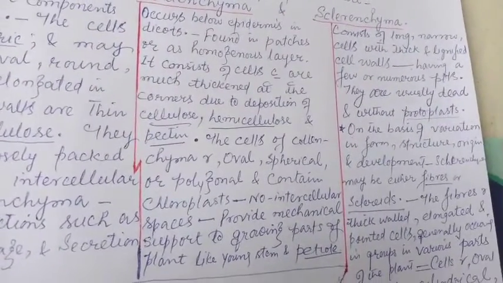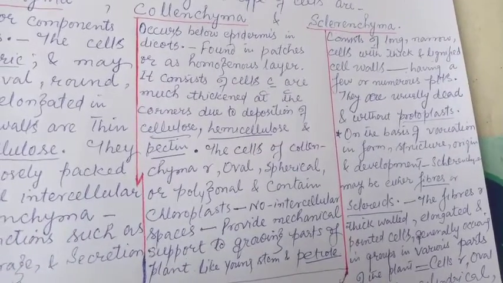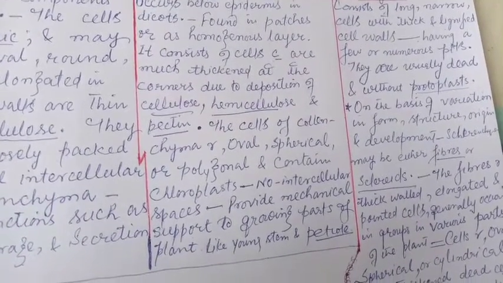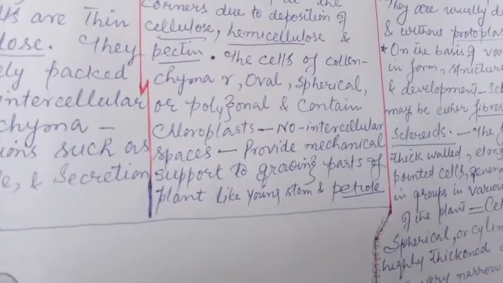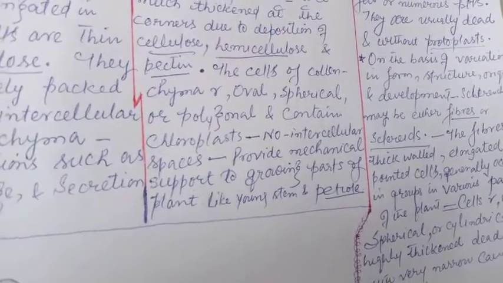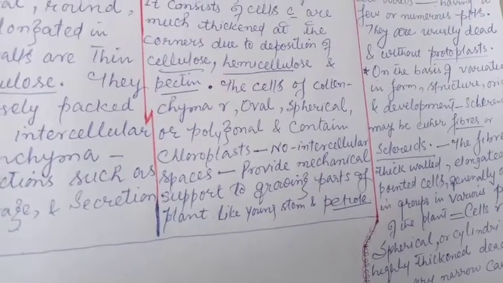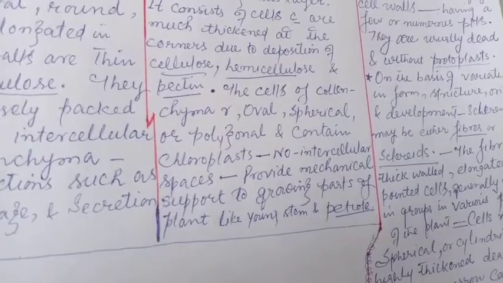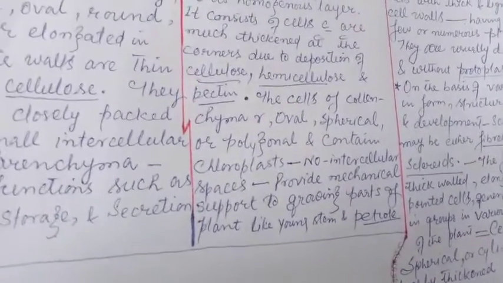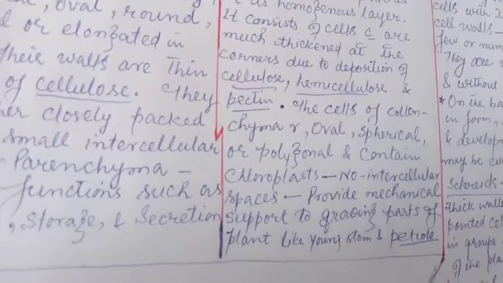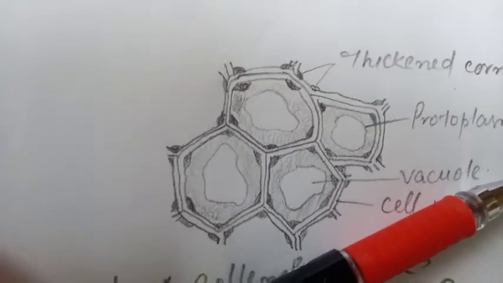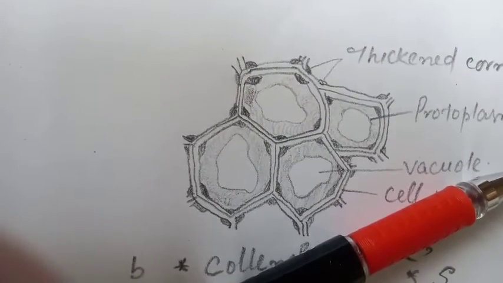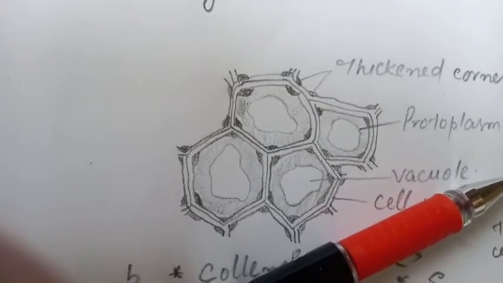And now, the cells of collenchyma are oval, spherical, or polygonal and contain chloroplasts, with no intercellular spaces, and these perform the function of providing mechanical support to the growing parts of the plant, like the young stem and the petiole. And this is the collenchyma for you. How do the cells in the collenchyma tissue look?